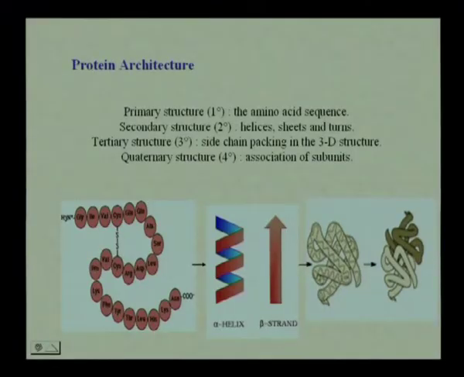We continue our discussion on protein structure and protein architecture. What we have here is the primary structure that we now know is just the amino acid sequence of the protein. The secondary structure comprises helices, sheets and turns, something that we will be doing in more detail today. Then we have the tertiary structure of the protein, that is the side chain packing in the three-dimensional structure.